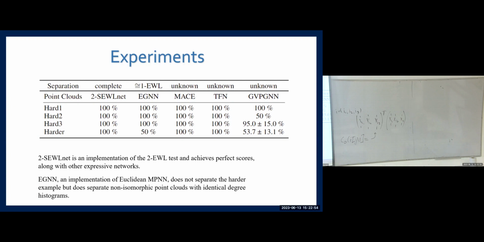And on another note, other networks, these network MACE and TFN, these are not message passing neural networks. These are very expressive models but they're also very computationally large models. And these look at Clebsch-Gordan coefficients and crazy stuff in computation theory, and they also separate these examples. And another model, which is not message passing, but also relies on projections and gets kind of mixed.